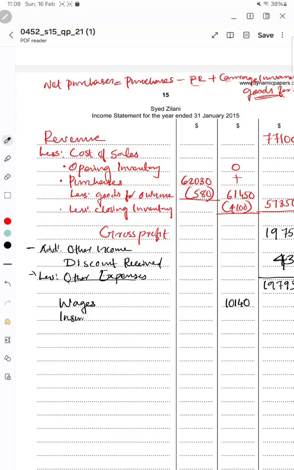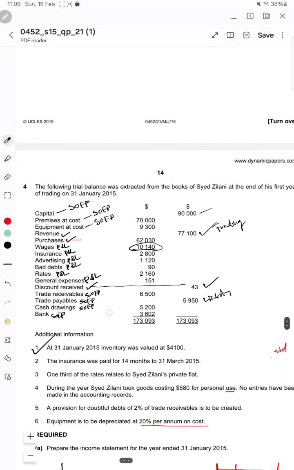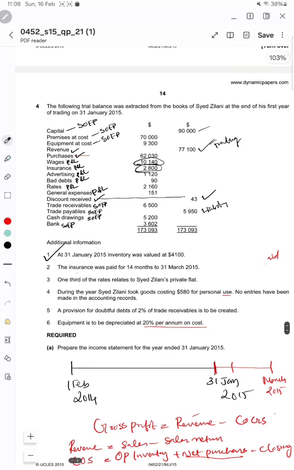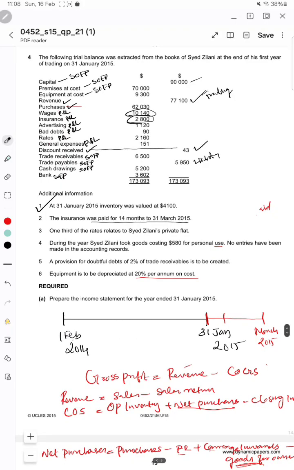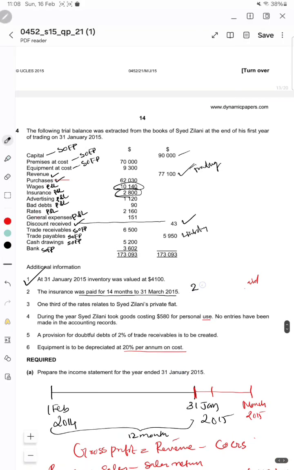Next we have insurance. I think insurance we have adjustments. So take the insurance amount. Insurance is 2,800, right. Now insurance was paid for 14 months. As per our financial year, from 1st February to 31st, it's 12 months, isn't it? So we have 2 more months, that's why it is 14 months. So we know that the amount is 2,800 for insurance, so 2,800 divided by 14.